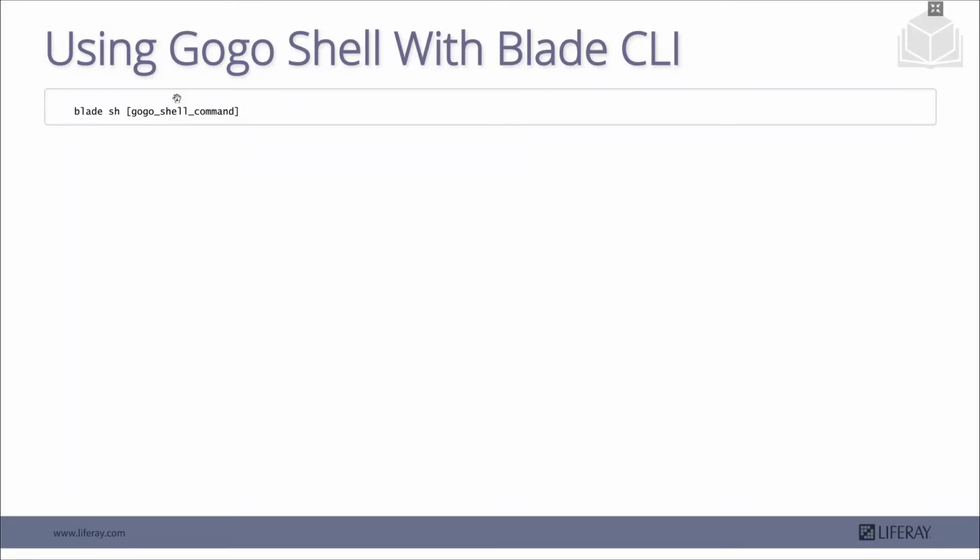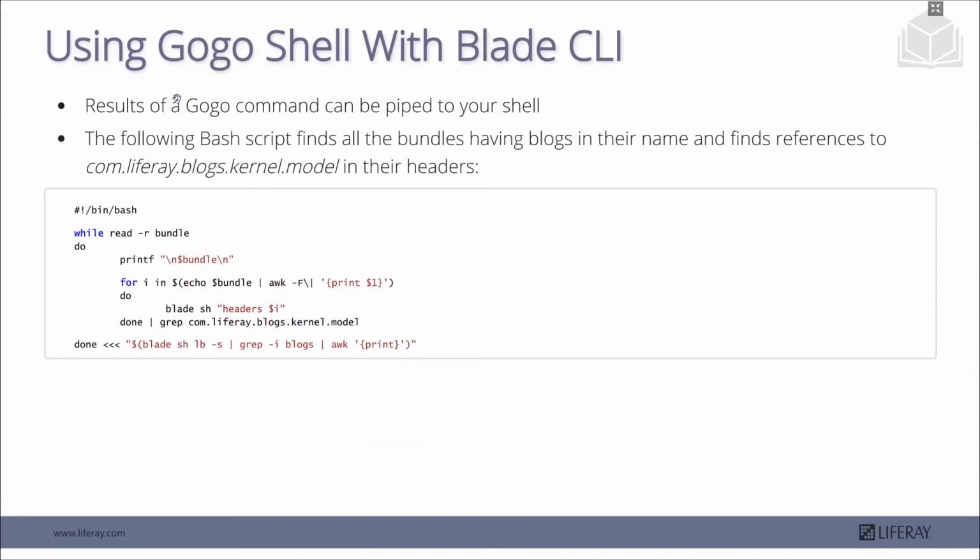So there are technically three different ways we can connect to the Gogo shell. The first one is through telnet in your command line or in your terminal. The second one right here is connecting to the Gogo shell through Blade. So you can type blade sh followed by the Gogo shell command you want to execute. So for this example, I can do blade sh lb to list my bundles. Along with that, you can also take the results of a Gogo shell command and pipe it over to your own shell or your own terminal, right?